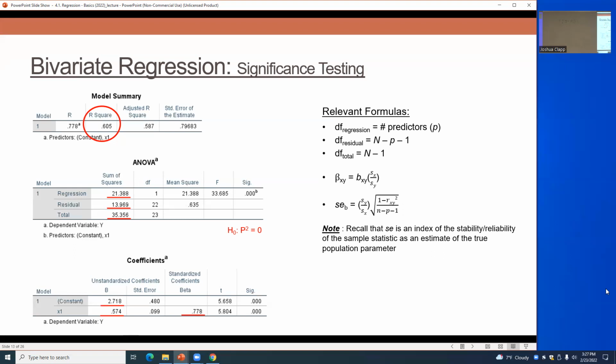Standard error for my regression coefficient here. This is just calculated as the standard deviation of y over the standard deviation of x, multiplied by the square root of 1 minus the squared correlation between x and y, over the sample size minus p minus 1. Okay. And so we'll see we get standard errors for my intercept and for my unstandardized regression coefficient.